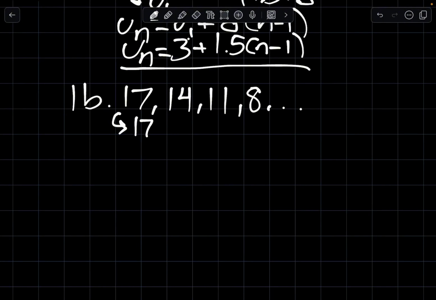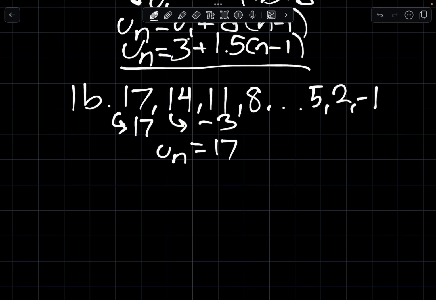This time, let's just do our next three terms first, which is going to end up being 5, then 2, and then negative 1. Simple like that. And let's go ahead and write out our sequence here. So UN is equal to U1, which is 17. And then since our difference is actually negative 3, this is no longer going to be plus D. It's going to be minus D. And it's 3 times n minus 1. And there's our solution.